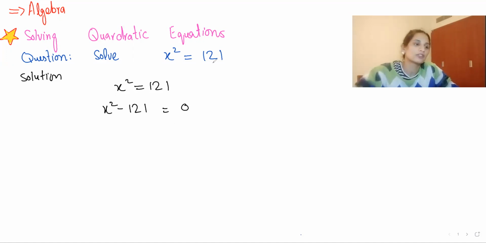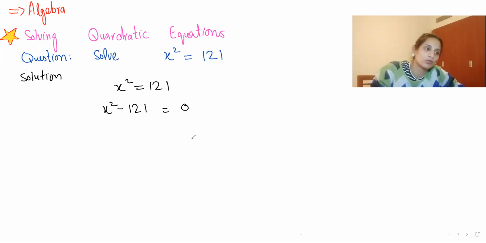Since we are not told here which method we have to use, we are free to choose the method we want to solve it. So we can solve this question by using the difference of squares formula. I'm going to solve this question by using the difference of squares formula.